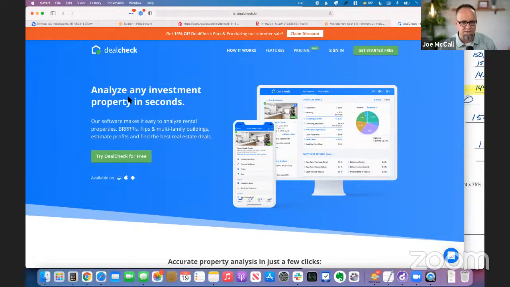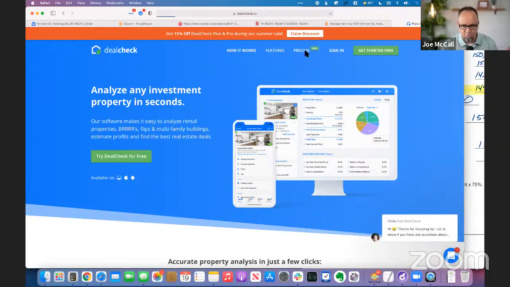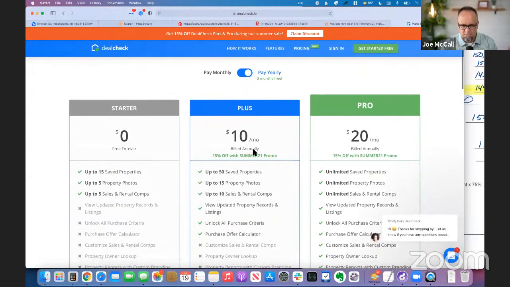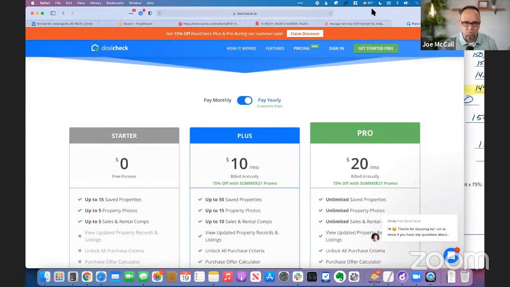And what this mainly is, it's a reporting tool that you can use to analyze your deals, that you can give to your potential buyers, and they can look at it. It gives a report that you can send out. And pricing, it's super ridiculously cheap. $10-20 a month. There's a free version as well. But the reason I bring them up is they have really good rental comps.